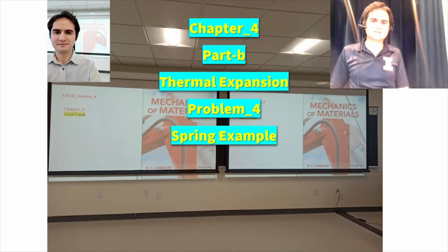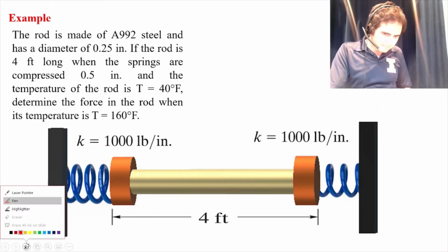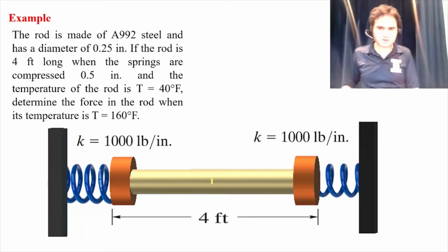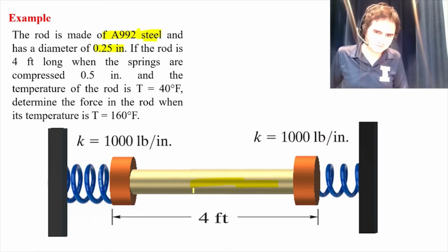Thermal expansion sample problem for a spring example. In this example, we have a configuration of a bar made of A992 steel, which has a diameter of 1/4 inch and is 4 feet in length.